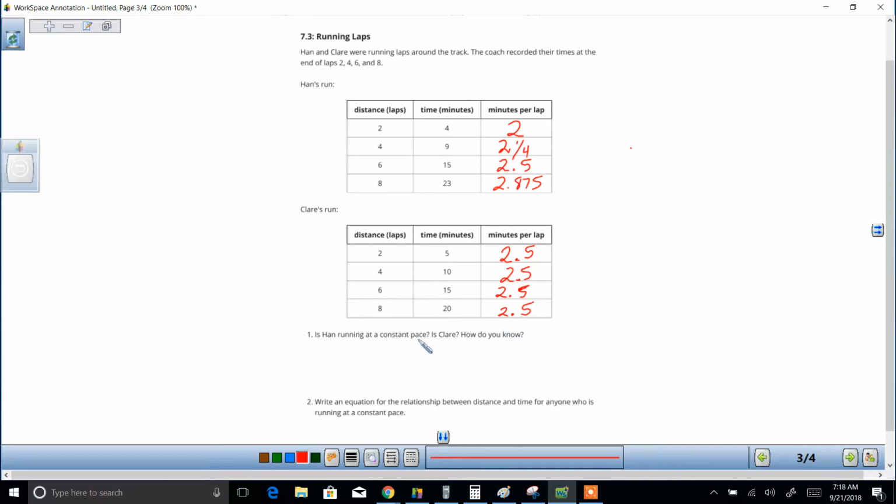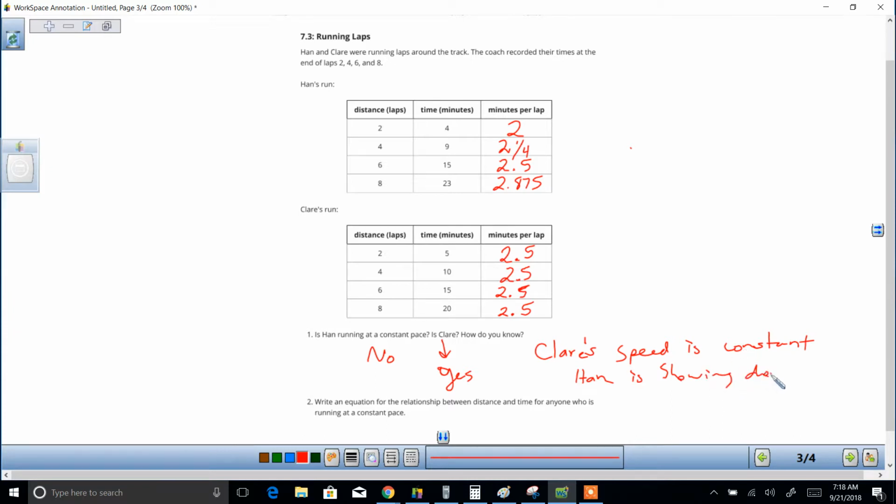So Han, is he running at a constant pace? No. Is Claire? Yeah, she's running the same speed the entire time. How do I know? Claire's speed is constant, whereas Han is slowing down. That's how I know.